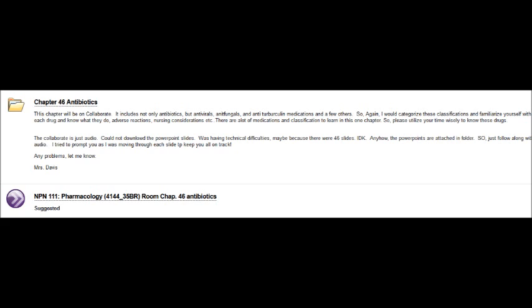You do not want to use Tygacil for patients less than 18 years old. It may cause enamel hypoplasia, in which it's permanent yellow and brown staining of the teeth, because it's similar to the tetracycline family.